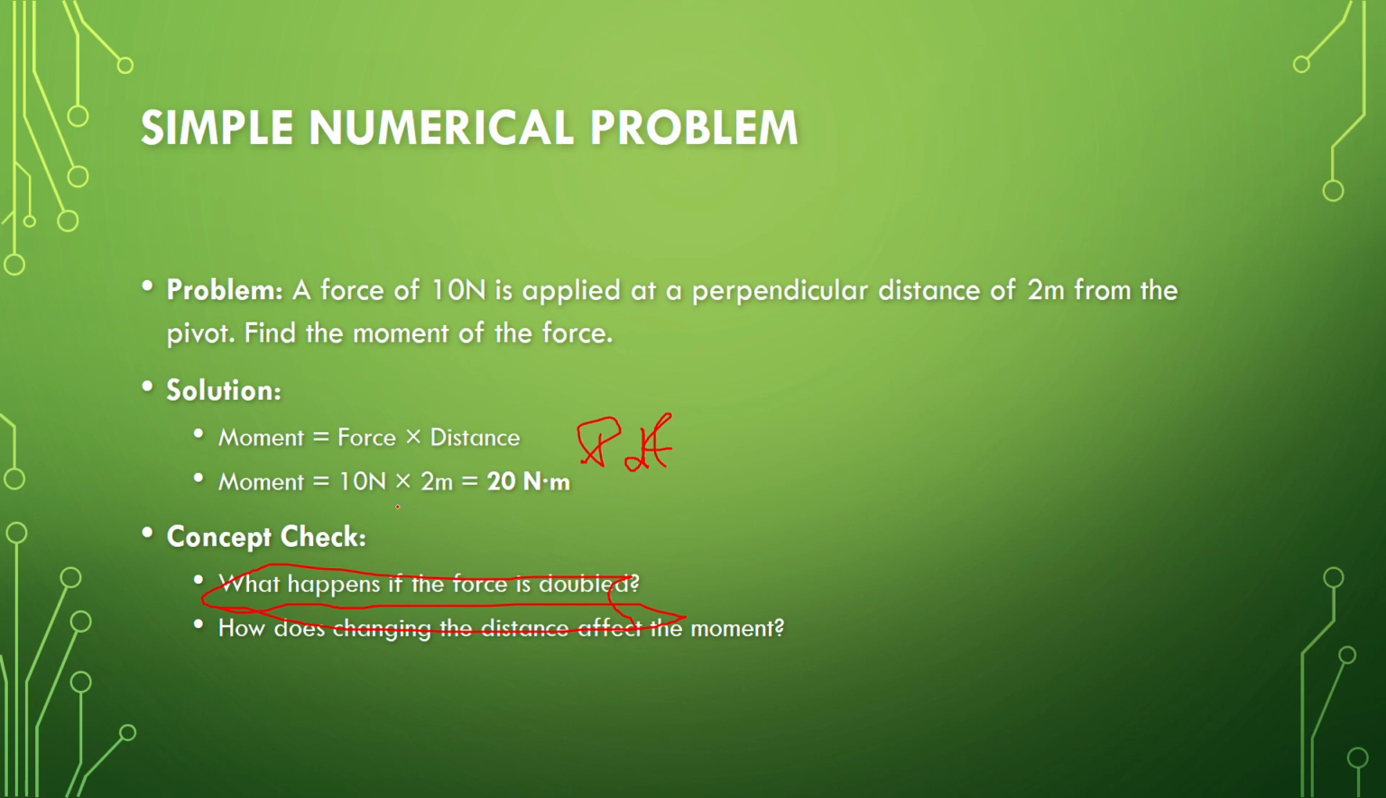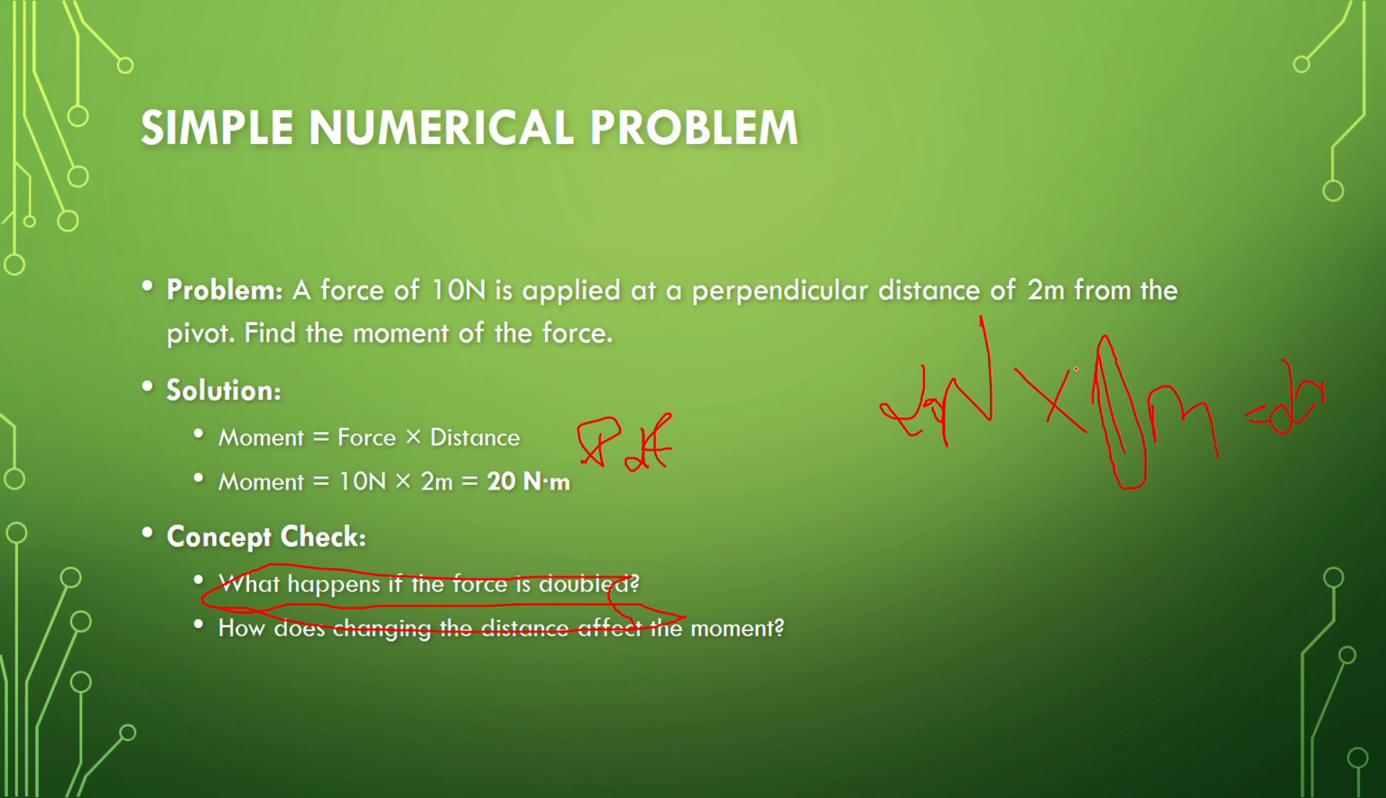So when the force is doubled, the perpendicular distance decreases. Here 10 Newton gives you 2 meter, but these are inversely proportional, right? So 20 Newton decreases this by half. Okay, this becomes 1 meter. So you get the same answer, but here the distance is decreased by increasing the force.